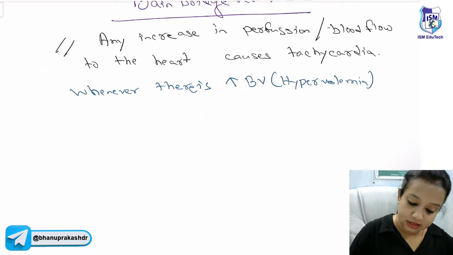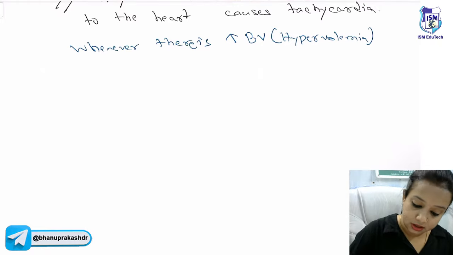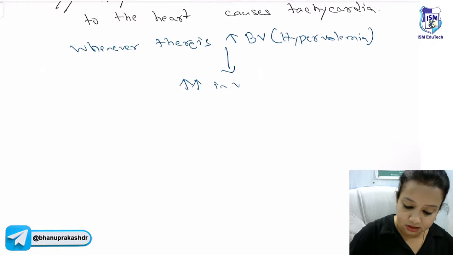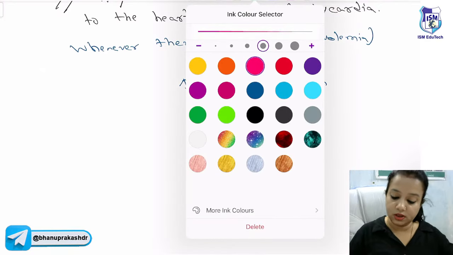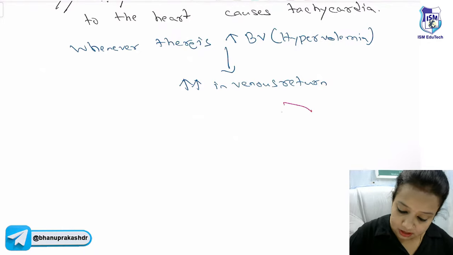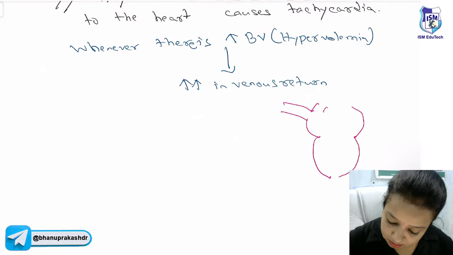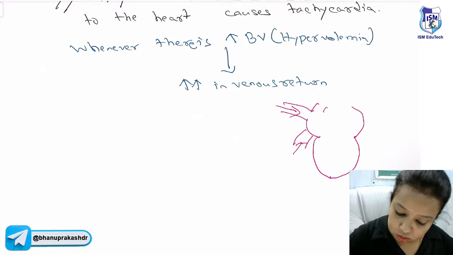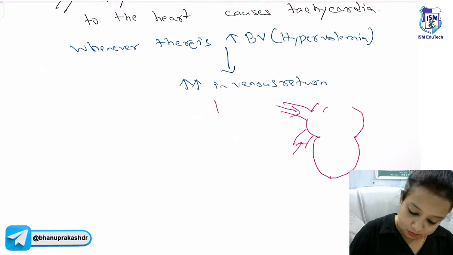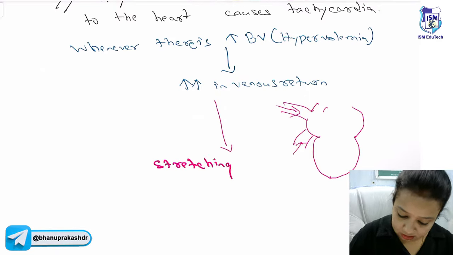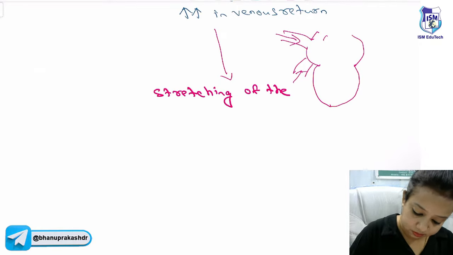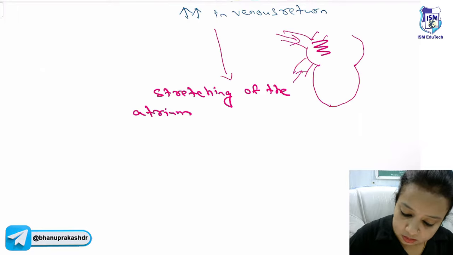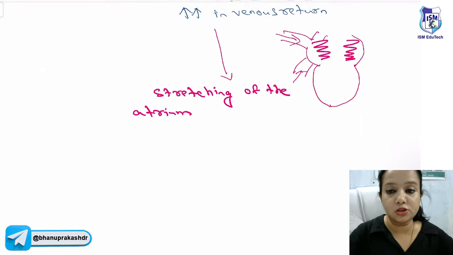So whenever there is increase in the blood volume, what will happen? There will be increase in venous return. So when there is increase in the venous return, there will be more amount of blood entering through the vena cavas, right? So when venous return is increased, there is stretching of the atrium, because more blood enters into the atrium, so the atria become stretched.